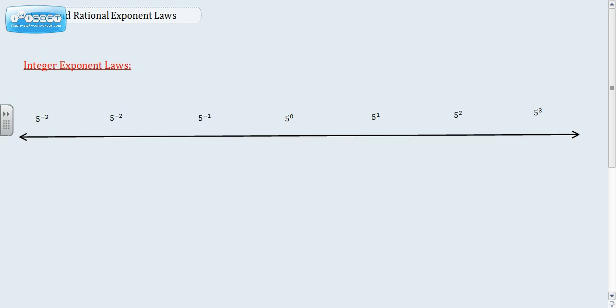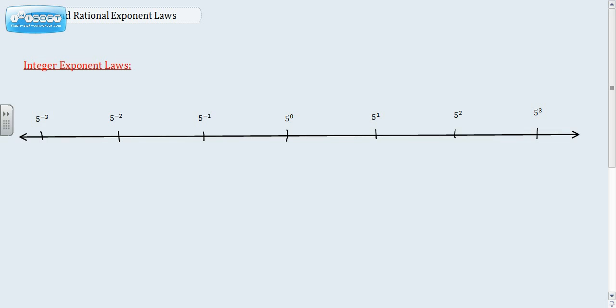So when I talk about integer exponent laws, the word integer reminds me of the number line, where I'll have 0, 1, 2, 3, -1, -2, and -3. The integer exponent laws talk about what happens when the exponents are different integer values. So these are whole numbers that can go from the negative to the positive end.